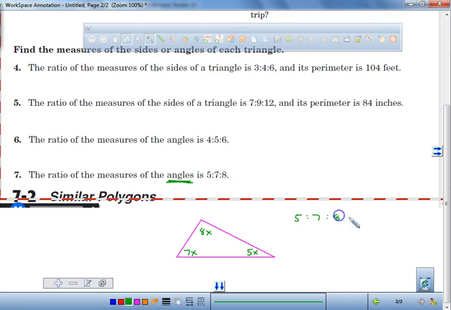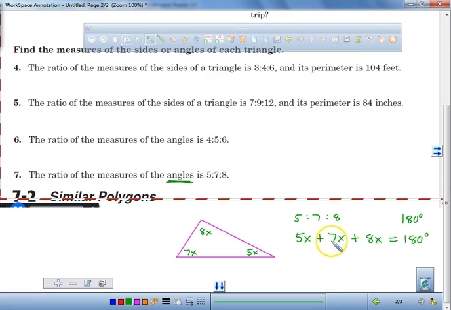Now, these are the ratios of all the angles, a 5 to 7 to an 8 ratio. What do the measures of all the angles in a triangle always add up to? 180. So we know the measures of all the angles added together is going to equal 180. So we're going to set up 5x plus 7x plus 8x, but this time we're going to set it equal to 180 degrees.